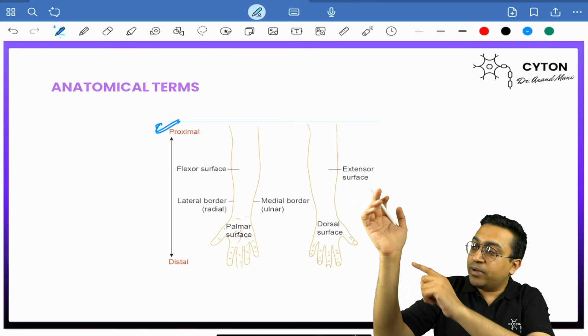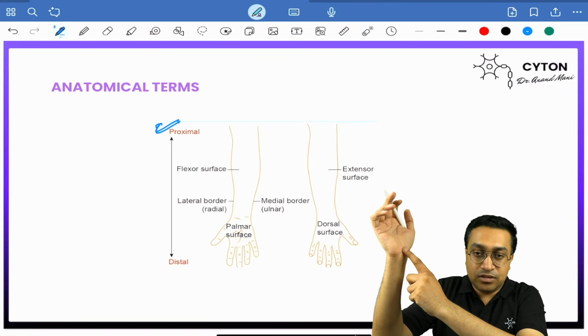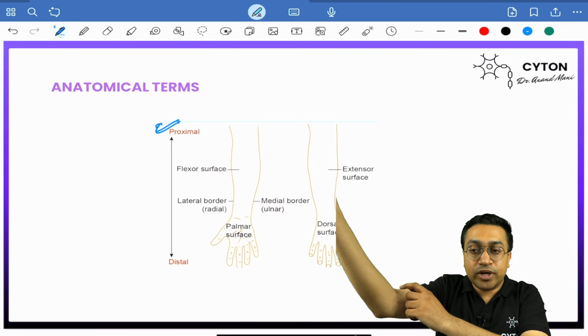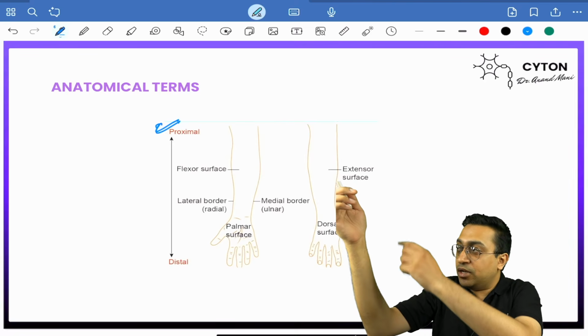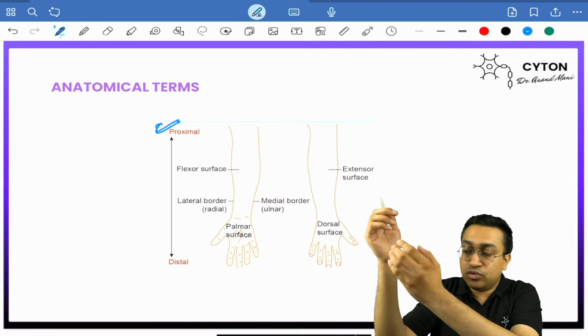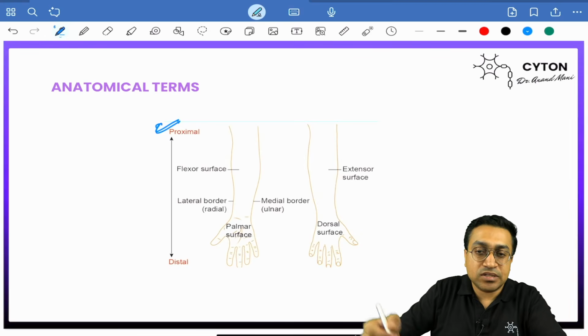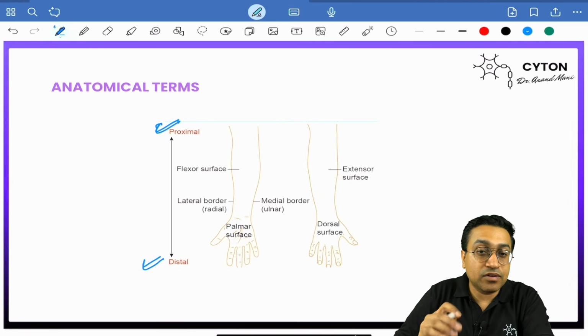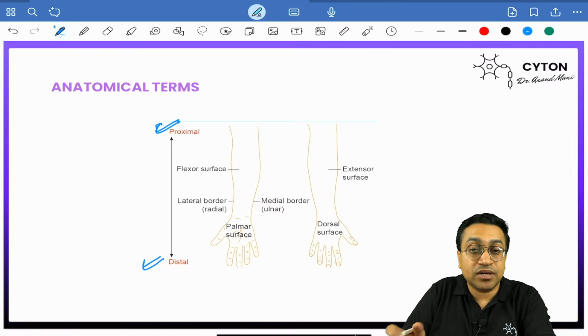So I would say my wrist joint is distal to the shoulder joint and the elbow joint is proximal to the wrist joint, okay. So this is a relation, basically you can say, okay. So I hope you understand the proximal and distal. Distal is away from the trunk, proximal is near the trunk, okay.